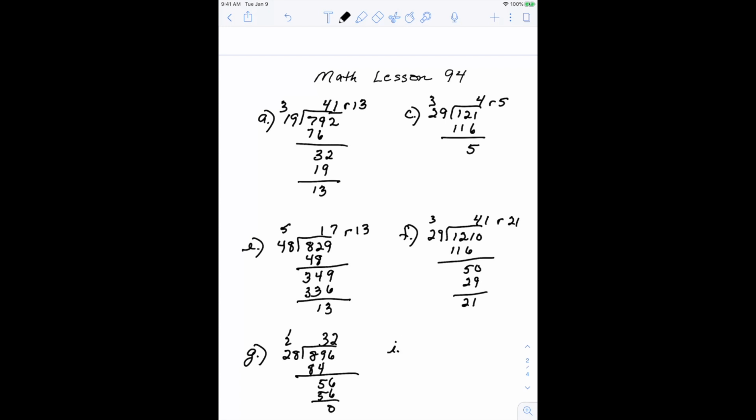And then finally we have I. 39 into 1,200. 39 is almost, we're getting used to this. Estimate, 39 is almost 40. So 4 into 12 would go 3 times. Put it in the right spot. 3 times 9 is 27. Carry your 2. 11. Subtract. 3. Bring down. 39 would not go into 30, so that would be 0. And you are going to have a remainder of 30. 30 with a remainder of 30.